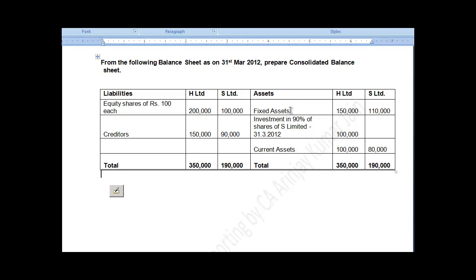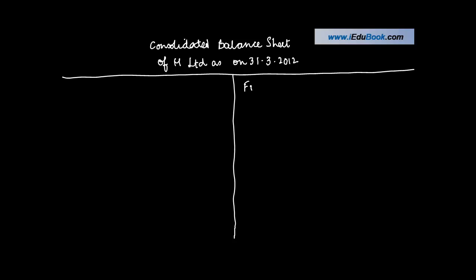So the first thing that we have is the fixed assets. 1,50,000 for H Limited and 110,000 for S Limited. Fixed assets. H 1,50,000, S 1,10,000. So we put in the total in the outer column.